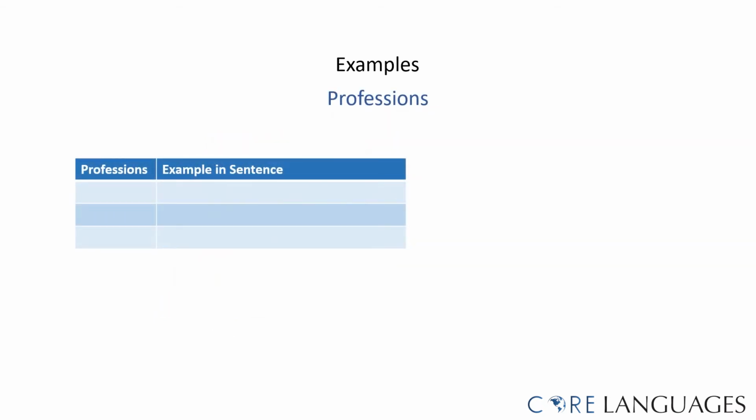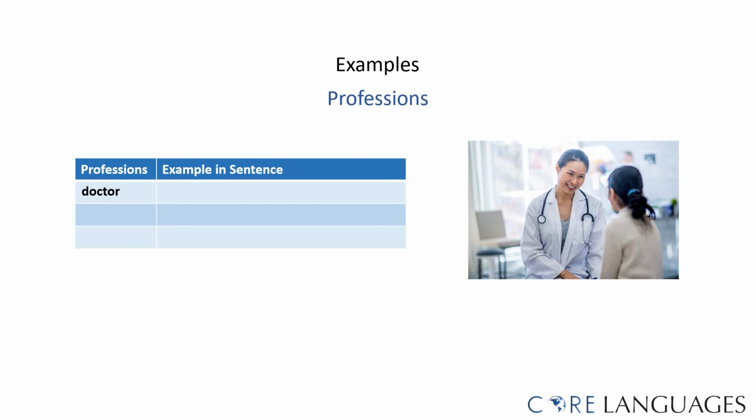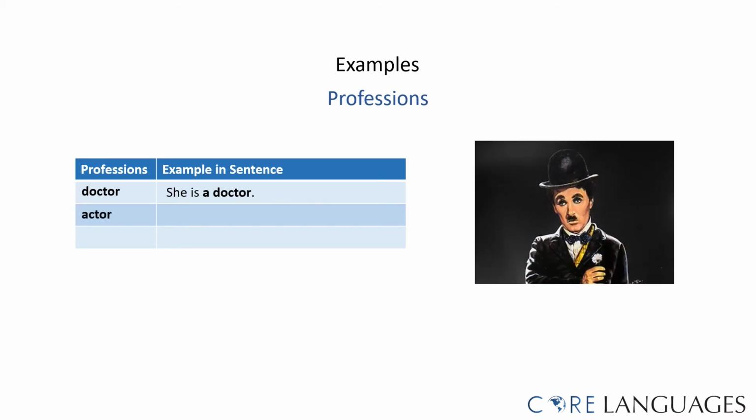Here are examples of sentences that use the indefinite article with professions or jobs. For example, doctor. She is a doctor. Actor. You could say, he is an actor.